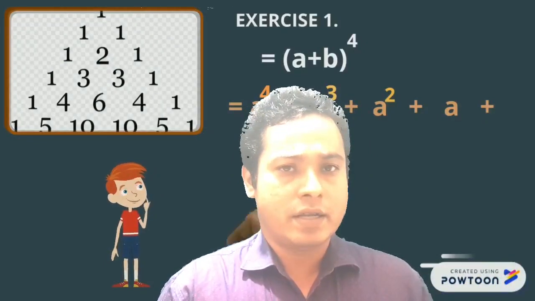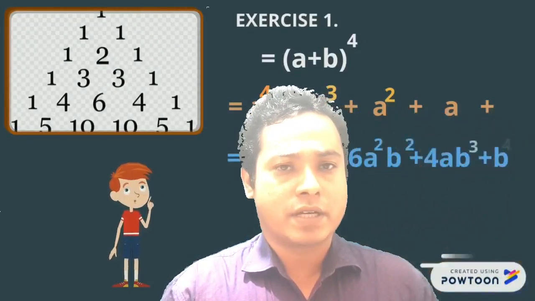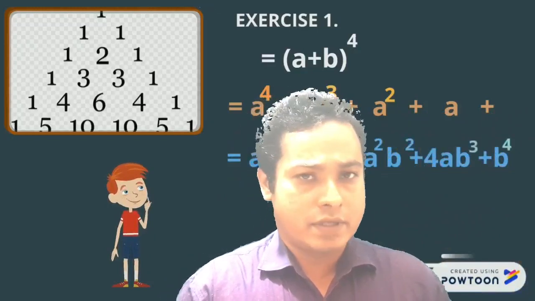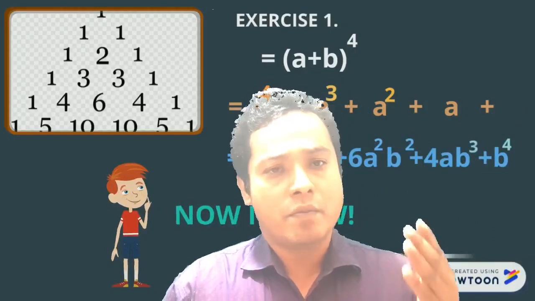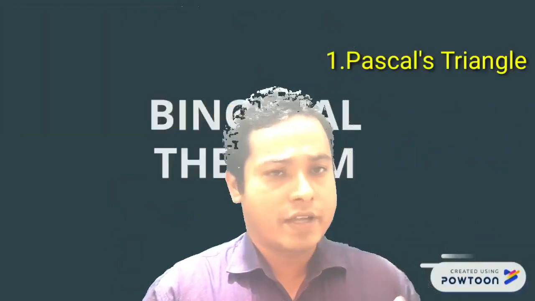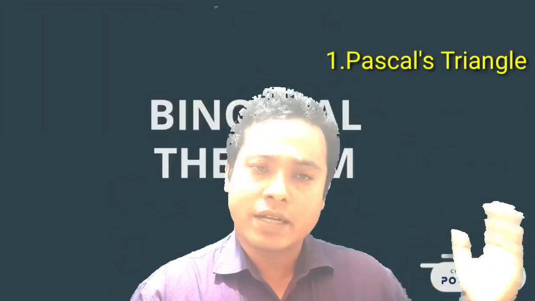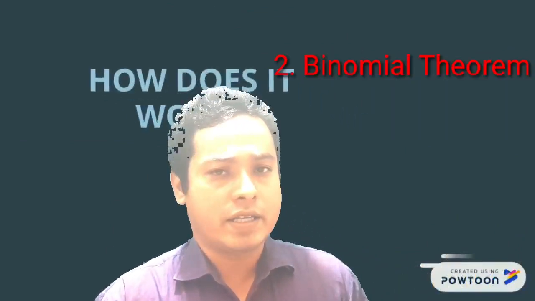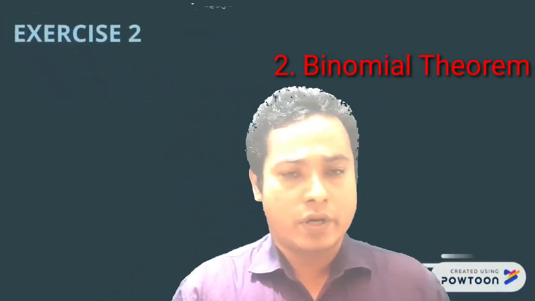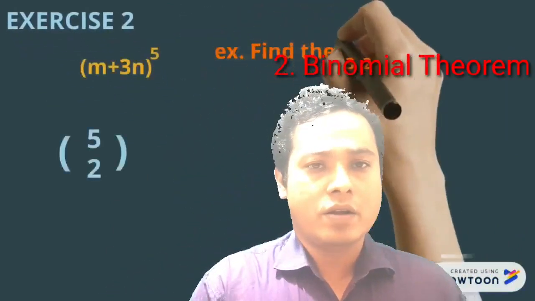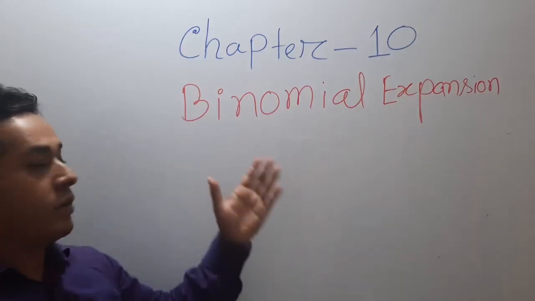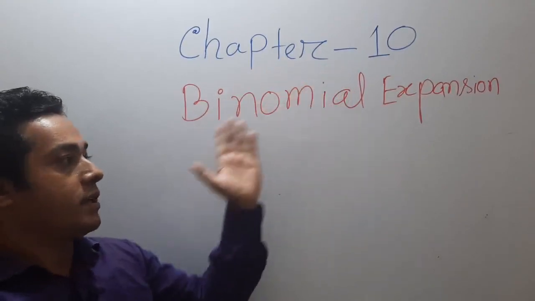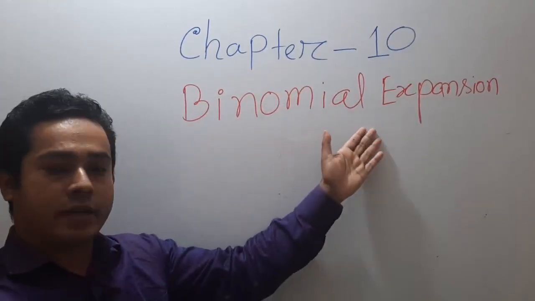A binomial expression is an algebraic expression with two terms, and we can expand this binomial expression in two ways. The first one is Pascal's triangle and the second one is the binomial theorem. Okay, now we can start our today's class. My dear students, our topic today is chapter 10, binomial expansion.